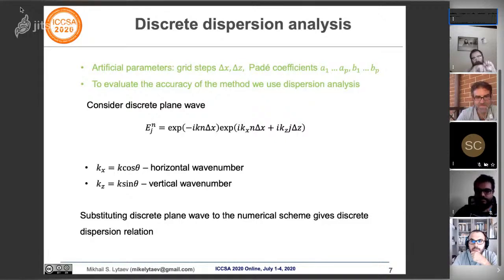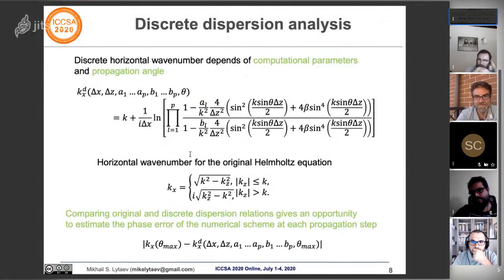We substitute the discrete plane wave into the considered numerical scheme. We express the discrete horizontal wave number as a function of computational parameters and propagation angle, while the horizontal wave number for the original Helmholtz equation is as follows. Comparing the original and discrete dispersion relations gives us an opportunity to estimate the phase error of the numerical scheme at each propagation step.